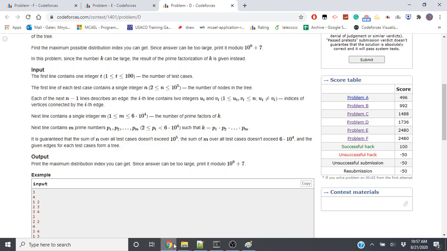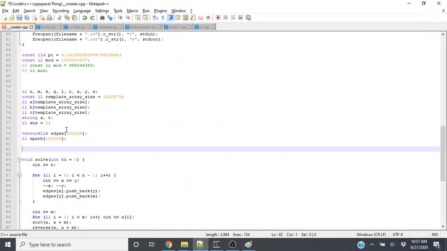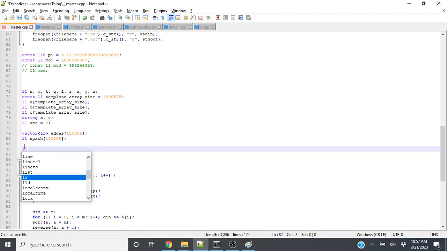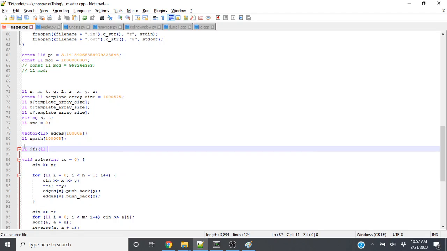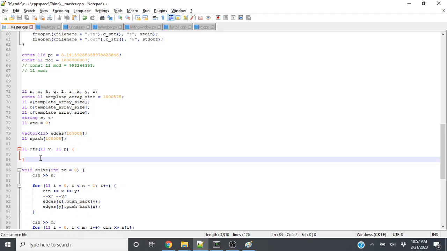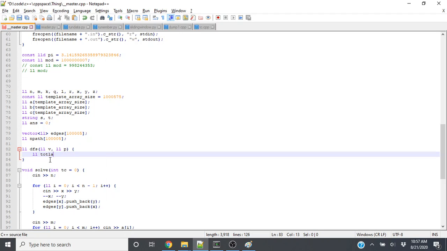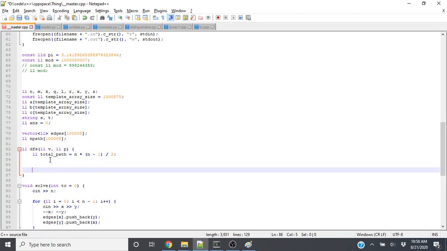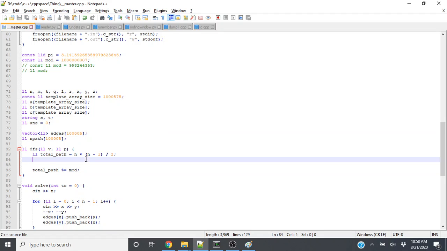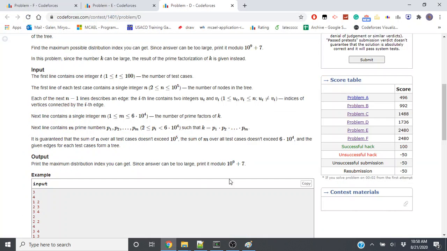So essentially what we're going to do is write a DFS. Actually, we can make it a long long: DFS LL vertex parent. So LL total path equals n times n minus 1 over 2. This is fine because it's long. And also we have the mod here already as 10 to the 9th plus 7, which is what we want.